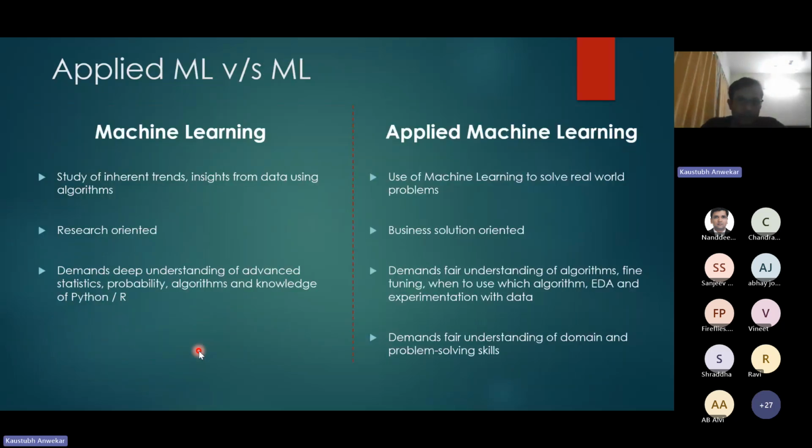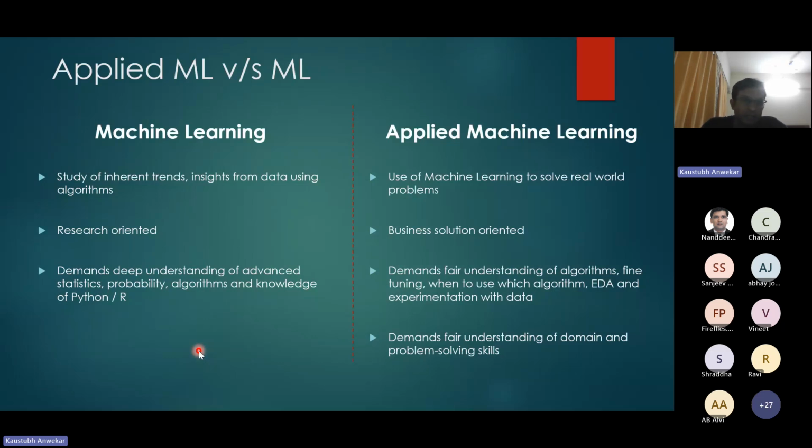Okay, so machine learning and applied machine learning, what is the difference? So machine learning means this is more of a study of the inherent trends, whereas whatever I have described so far, all of that is machine learning. Applied machine learning particularly means that when we try to apply these machine learning principles, or when we try to apply all this theory into solving some practical business problem, that becomes applied machine learning.